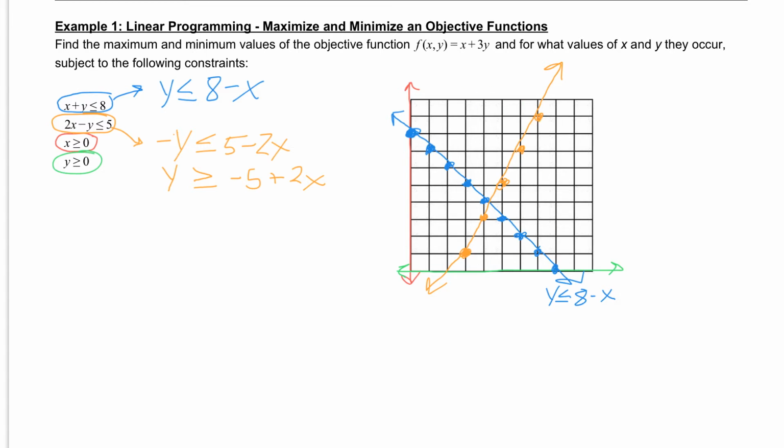So if I look at my red line and my green line, remember I have to be to the right of my red and above my green, which tells me I'm in that first quadrant. Then if I take a look at the blue line, I want it less than that blue line, which means I want it underneath. Underneath the blue line is this area in here. And then for my orange line I want greater than or equal to. So I want above that line, which is this area in here. So I'm going to go ahead and shade that area that I want, which is this area in here.